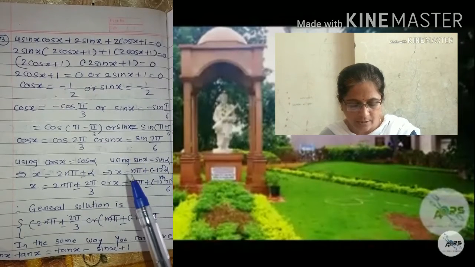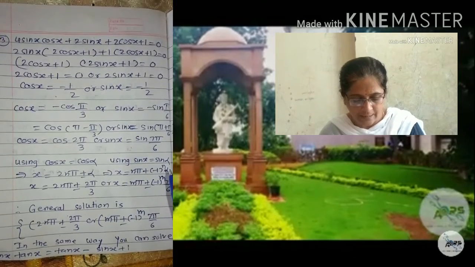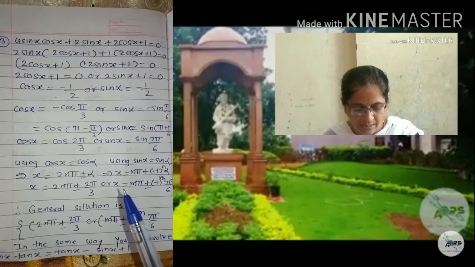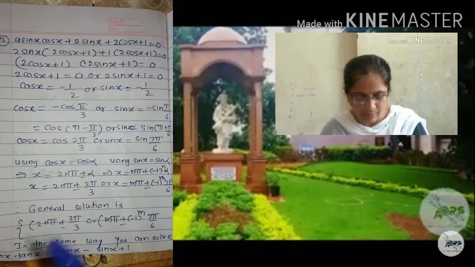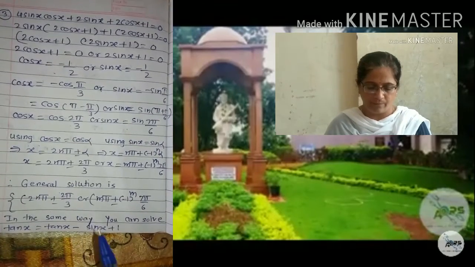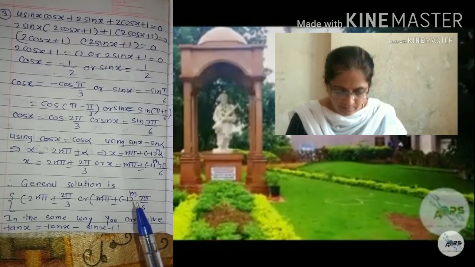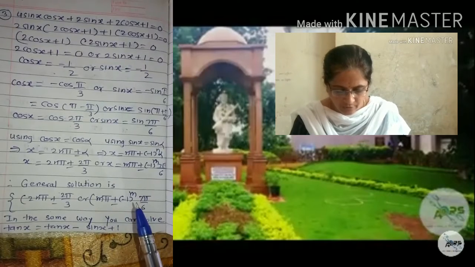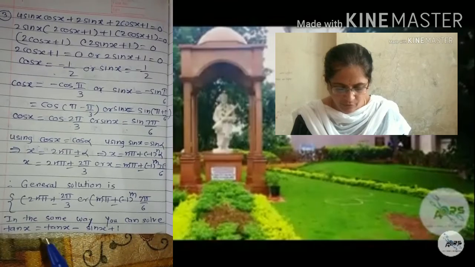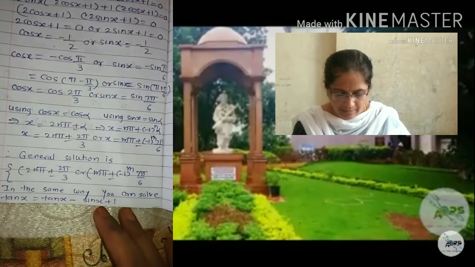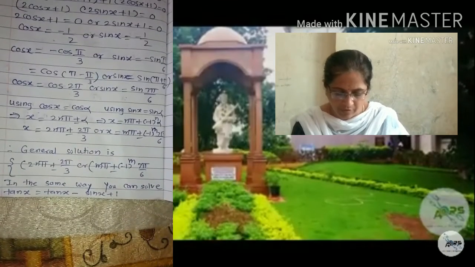In the sine, the solution will be x equal to m pi plus minus 1 raised to m alpha, where the value of alpha is 7 pi by 6. Therefore the general solution can be written as 2n pi plus or minus 2 pi by 3, or m pi plus minus 1 raised to m times 7 pi by 6. In the same way you can solve the example tan x equal to tan x minus sin x plus 1.